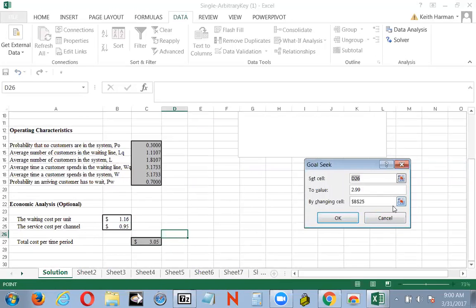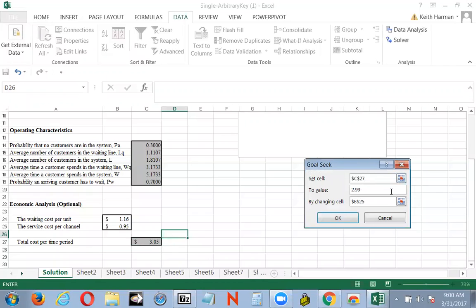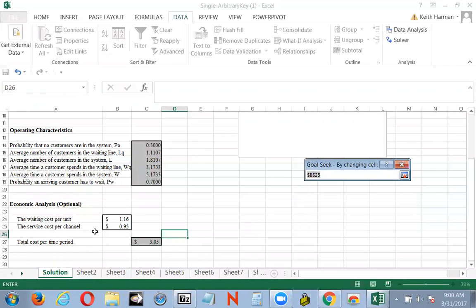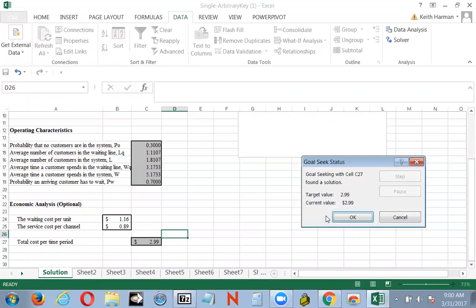Pardon me, C27. We set cell C27, yikes, to 2.99 by changing cell B25. And there we go. So notice what happened there. When we brought that service cost per channel down, the total cost for the time period changed.